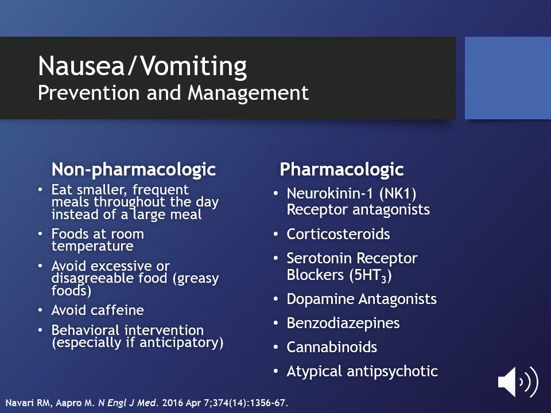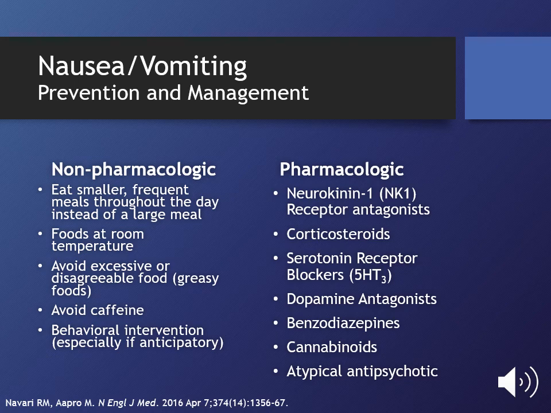Non-pharmacologic options for the prevention and management of nausea and vomiting include eating smaller, more frequent meals throughout the day instead of a large meal, eating foods that are at room temperature, avoiding foods that are very greasy or spicy, avoiding caffeine, and then sometimes behavioral intervention may be helpful, especially if the patient has what's known as anticipatory nausea.